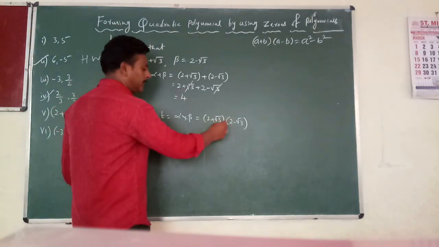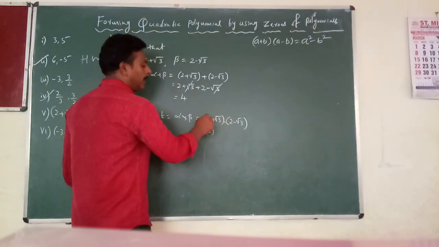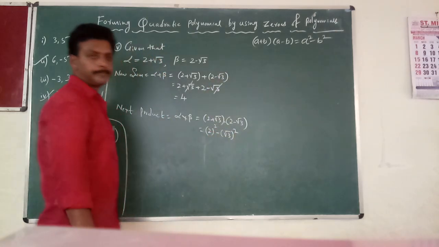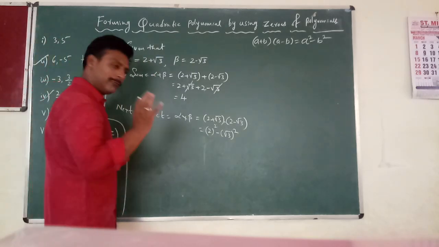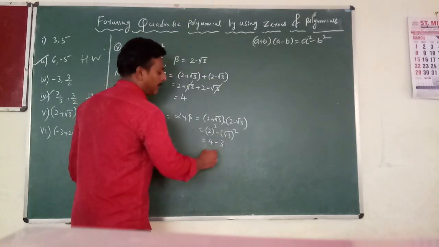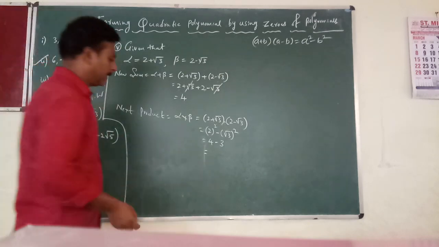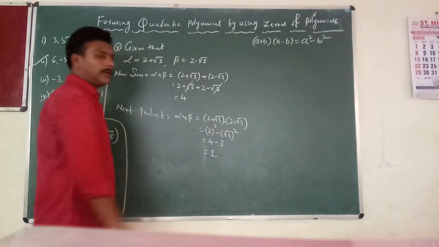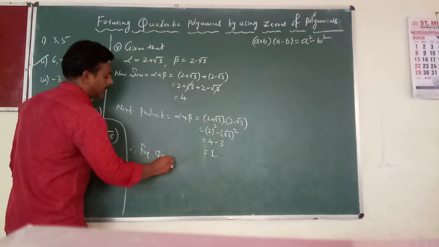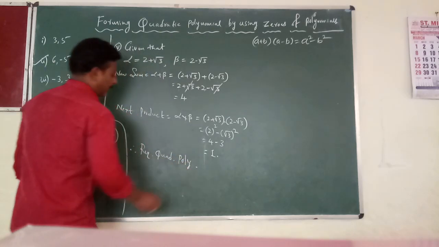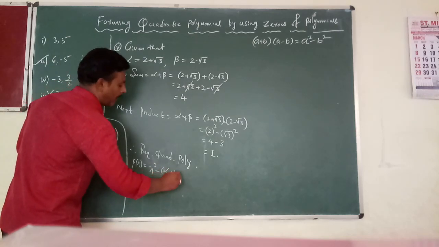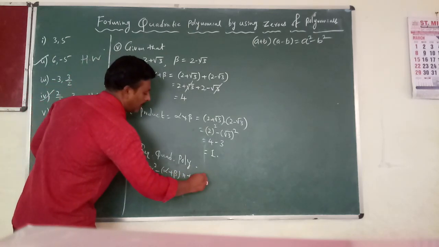So for the product you have to write a square, meaning first term is 2. So 2 square minus root 3 square. All of you know 2 square is how much? 4. Therefore 4 minus square root 3 square, how much? 3. 4 minus 3 is 1. Therefore the product of the zeros is equal to 1. Therefore the required quadratic polynomial, general form, p of x is equal to x square minus (alpha plus beta) into x plus alpha beta.